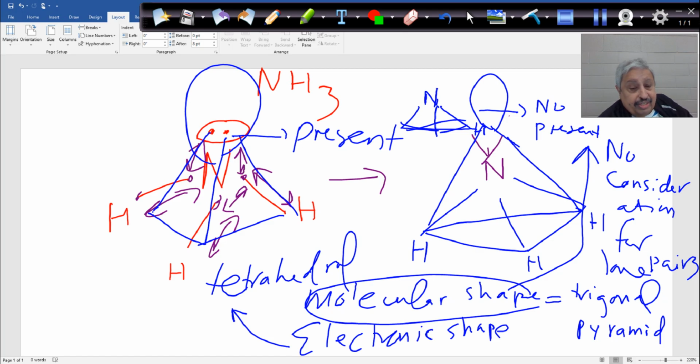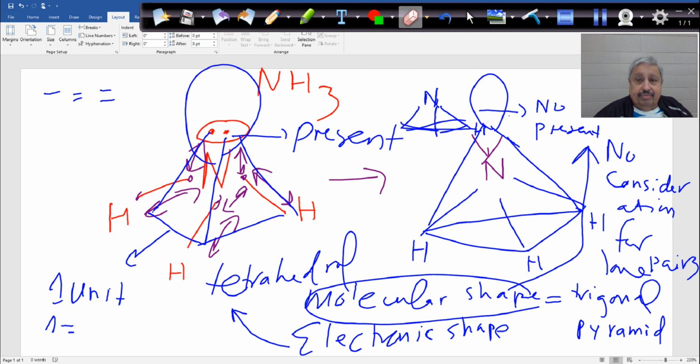However, the electronic shape does count all the lone pairs. So if you look at this, we consider the single bond, the double bond, the triple bond and the lone pair as one unit, or single equals double. Let me write them here, maybe. That's the best. Let me write them here, guys.